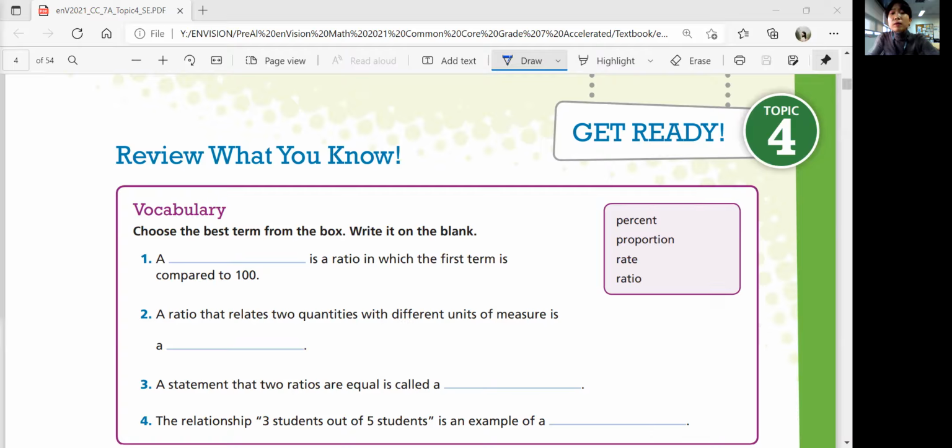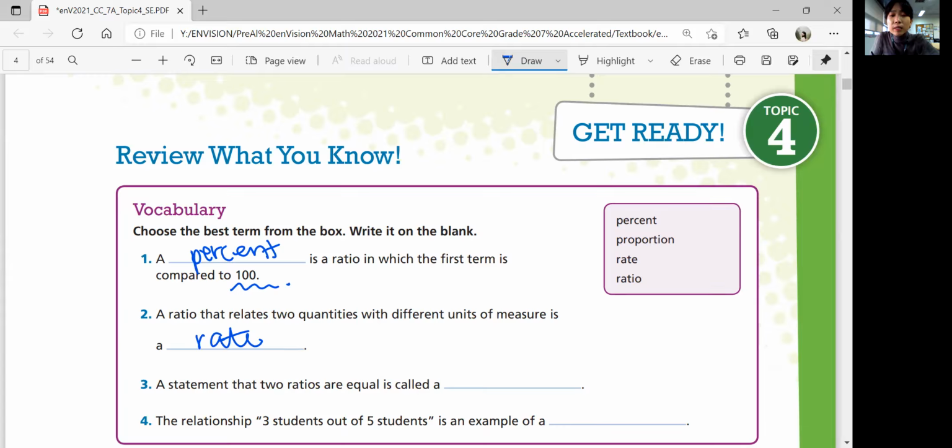1. A blank is a ratio in which the first term is compared to 100. Is it a percent, proportion, rate, or ratio? It is a percent. Percent is a ratio in which the first term is compared to 100. Okay. Number 2, a ratio that relates two quantities with different units of measure is a blank. It's a rate. Okay. You use rate to compare different units.